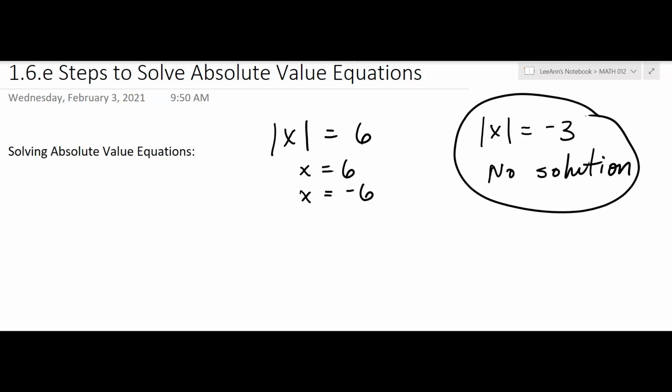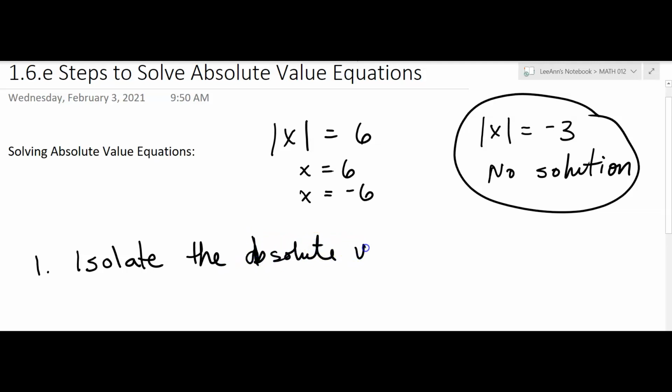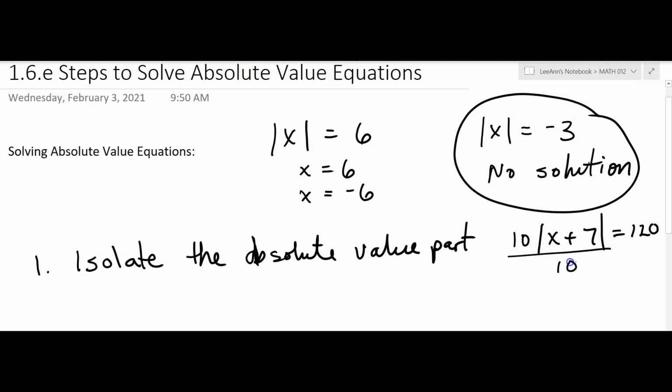All right, so now I promised the steps. What you're going to do when they give you an absolute value equation is you're going to isolate the absolute value part. So say you have something like 10 times the absolute value of x plus 7 equals 120. The first thing you'd have to do is divide by 10, because you want to get that absolute value part by itself. Okay? I'll show you some examples when we go to do these.